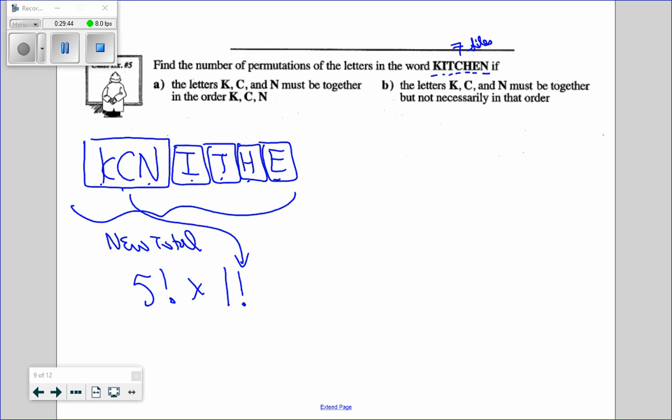Now look at this one. K, C, and N must be together, but not in that order necessarily. So I'm just going to write it out again.